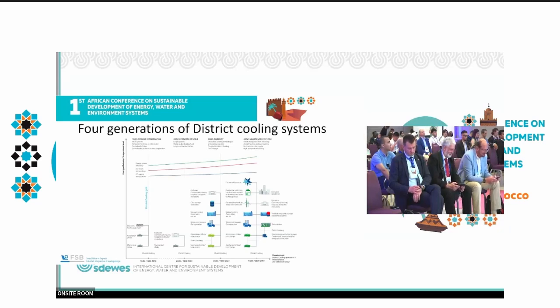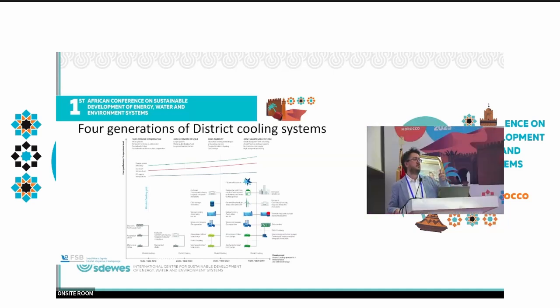refrigeration for food storage. And then in the second generation, around the 1960s, we have a huge advancement in that the distribution fluid becomes chilled water. The main customers usually become public buildings and commercial buildings. And we are implementing compression chillers as the main technology to produce cold energy.